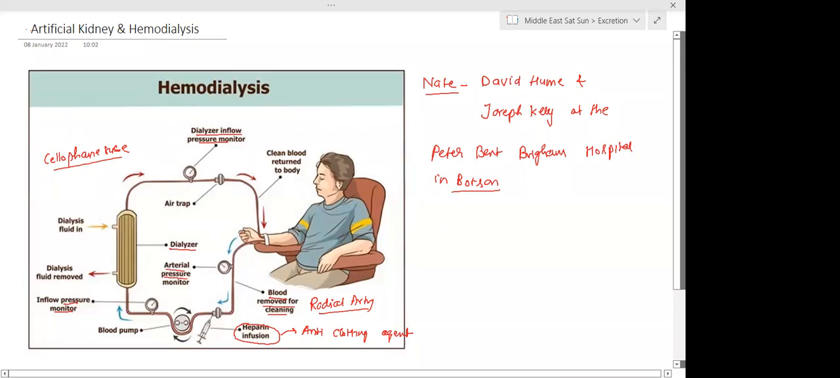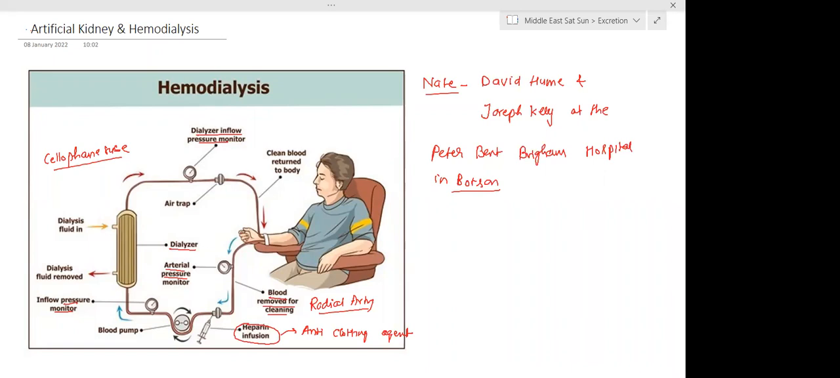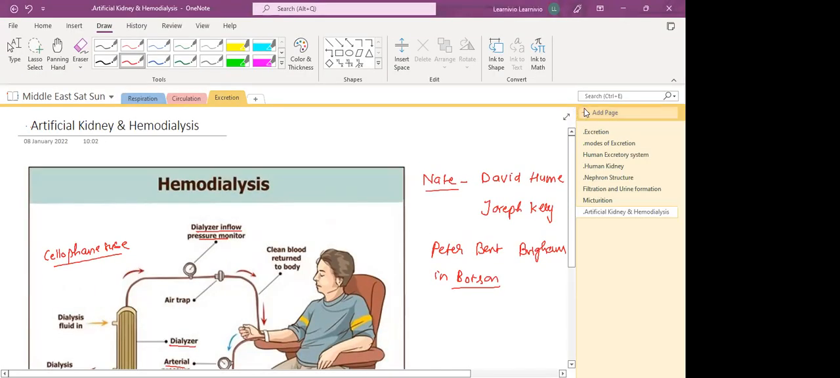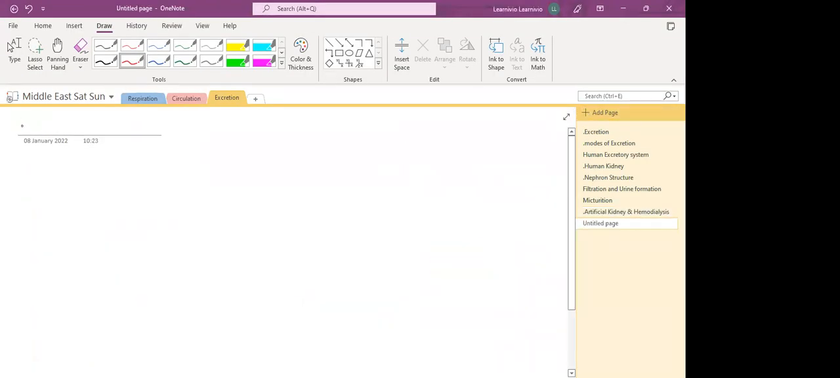Now the next heading is disorders of the excretory system. Put the next heading, disorders of excretory system.